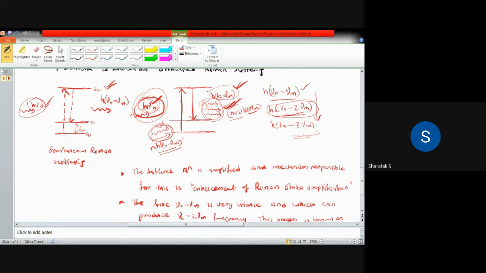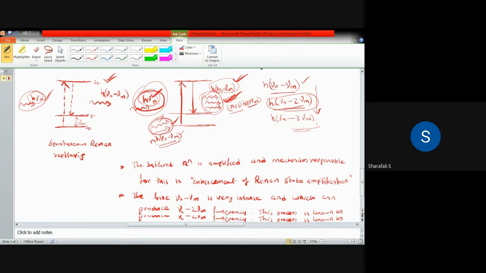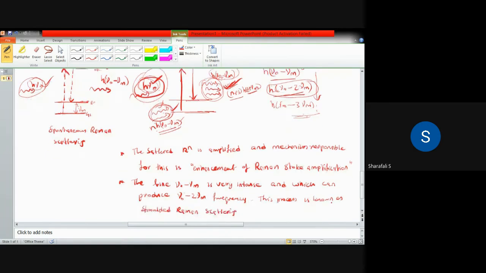But here, since the number of photons already interacting with the material is very high, and we have a number of such photons with h nu zero minus nu m, that will also generate the next line. Like in this case, it is h nu zero minus nu m. Those photons will generate radiation with h nu. So it is like a stimulating process happening in this Raman scattering. That's why it is called stimulated Raman scattering.